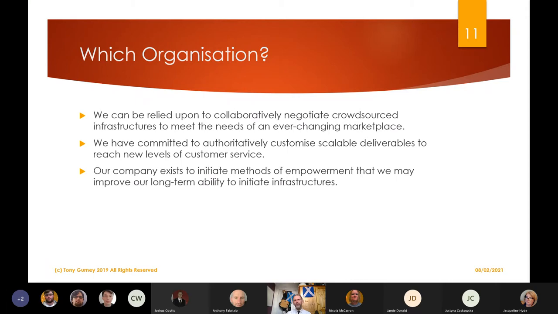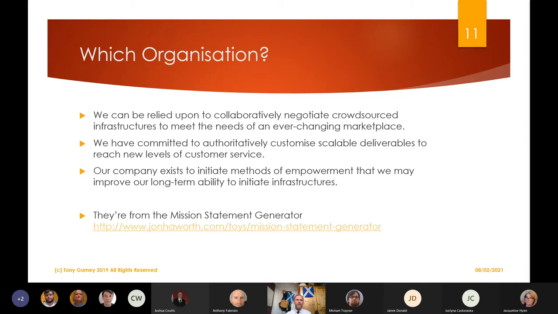Yep, I can see where you're coming from, although I'm not sure that crowdsourced applies to Microsoft. Oh, crowdsourced, yeah. The first one seems a bit like Kickstarter or something. It does look like Kickstarter. The problem is, of course, it could look like any one of 100 companies, which is probably why they came from the mission statement generator online, where you just press a button and it generates a mission statement for you. It was a bit lazy.